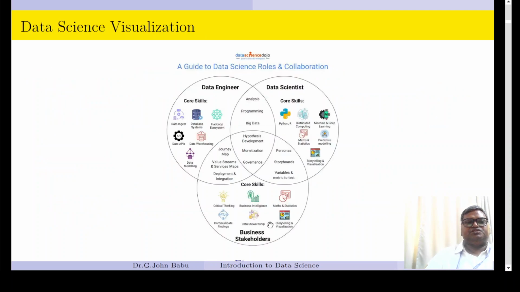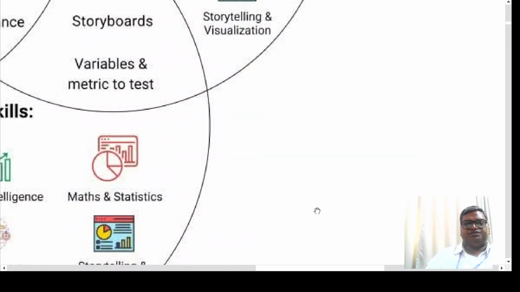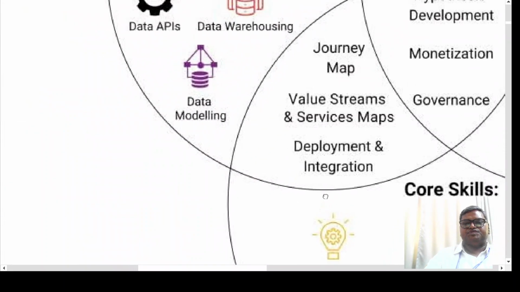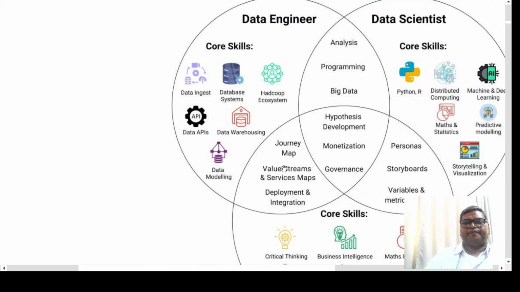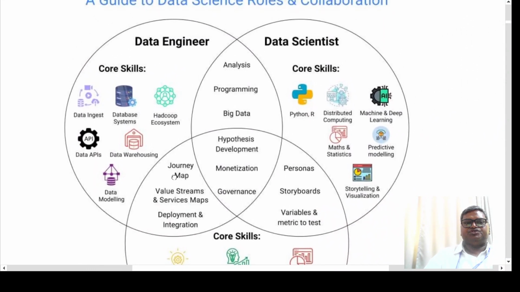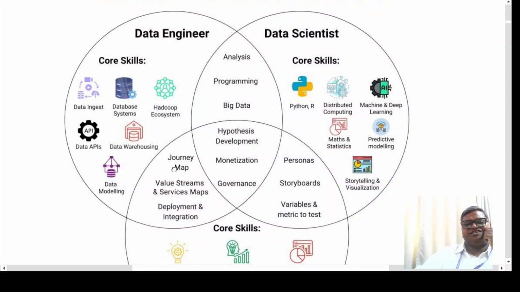Now, if you see the data science visualization, this is called a Venn diagram. In this Venn diagram, if you see the roles of the different people, here we are seeing data engineer and data scientist.